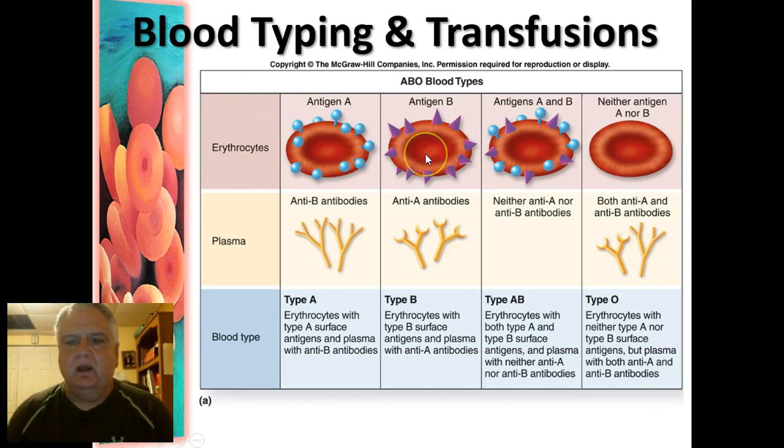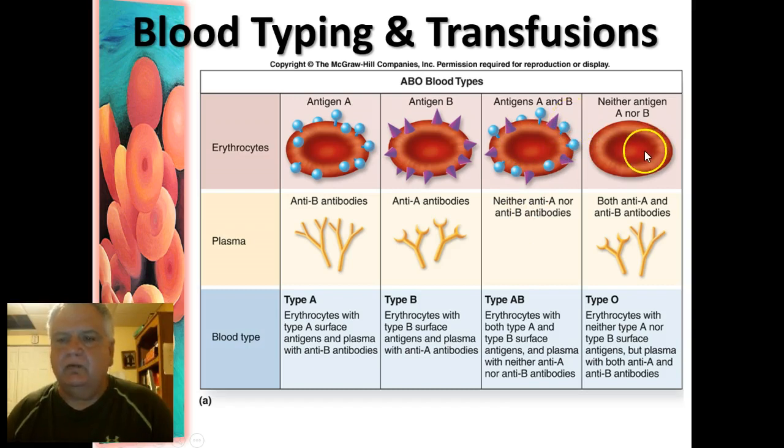Okay? Now, how about a person who has type AB blood? Could you give them a transfusion of type A blood? The answer is yes, because they don't have any antibodies in their plasma. So they could receive type B blood because they don't have antibodies to clump it. They could receive A blood because they don't have antibodies to clump it.